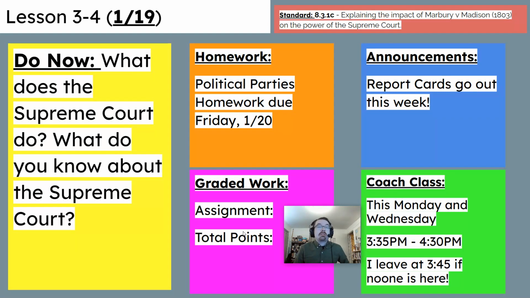Today we are talking about lesson 3-4. Today, on the 19th of January, 2023, we are looking at the case of Marbury versus Madison as an example of early political domestic challenges in the early American Republic.